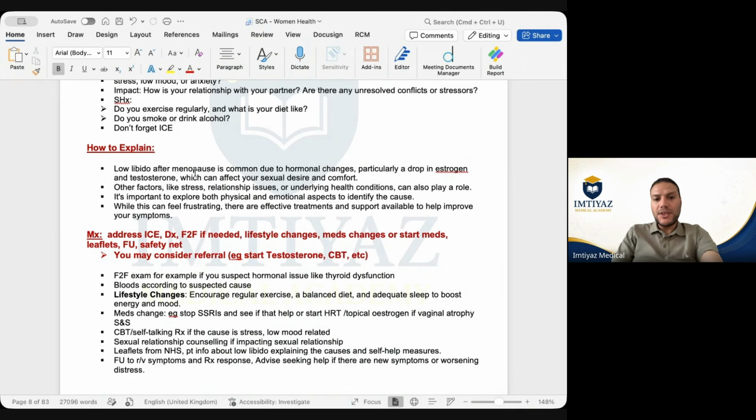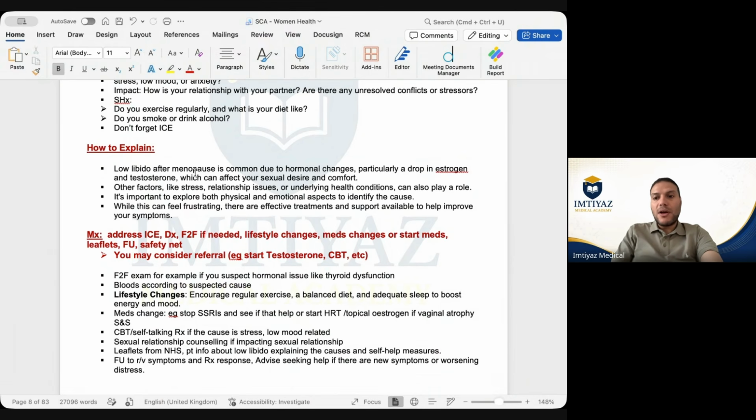Lifestyle changes are very important. Things that the patient can do: regular exercise, good diet, good sleep hygiene, and so on. Medications, review. If she's taking SSRI, what about if we can stop SSRI or SNRI? Sometimes it can help. If there are any topical vaginal symptoms, topical estrogen gel. As I told you, CBT self-talking, relationship counseling, leaflets, and so on.